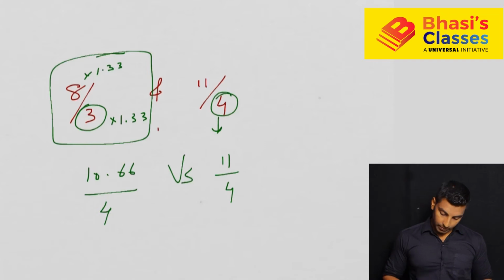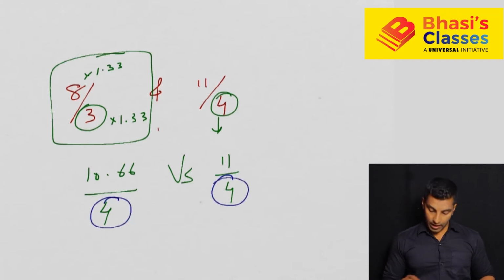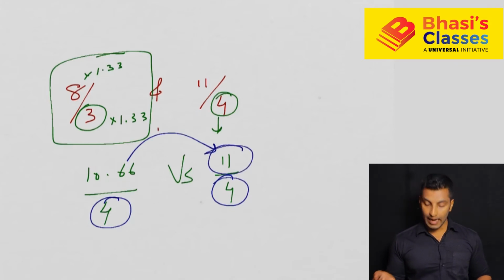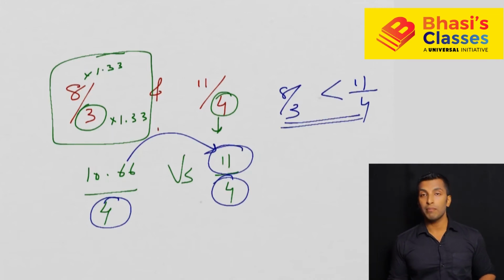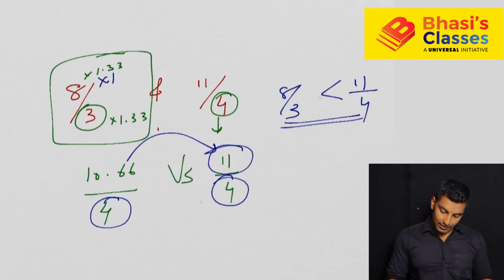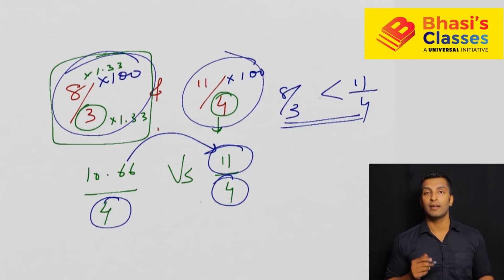So if you look here, the denominators are the same. Now you see where the numerator is larger, so here it is larger. So which ratio is greater? This 8 by 3 is less than 11 by 4. So this is one of the methods. Otherwise, what we generally do is, you just multiply this by 100, this also by 100. So effectively you are converting this to a percentage and this also to a percentage. Then you see where you get the higher percentage.